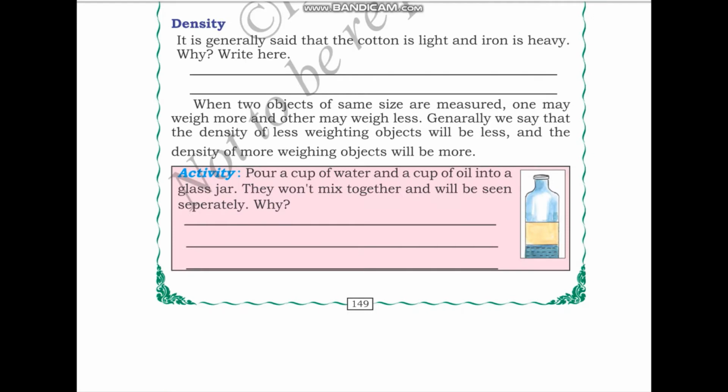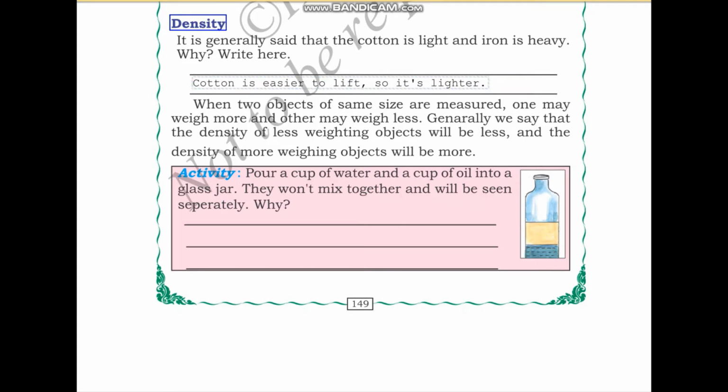Next, we will be talking about density. It is generally said that cotton is light and iron is heavy. Why? So why do we say that cotton is light and iron is heavy? It is because cotton is easier to lift, so we say it's lighter. And iron is more difficult to lift. That is why we can say that it is heavy.